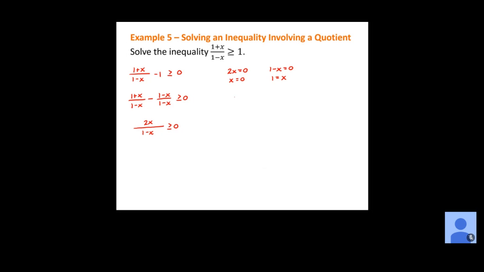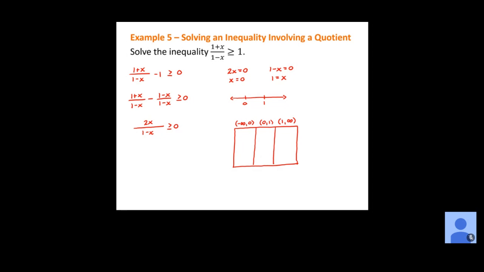All right, so now in terms of our number line, we have a 0 and we have a 1. So now if we do our table of values, this time we need 3 intervals. So our first one's going to go from negative infinity to 0. And we're going to have an interval that goes from 0 to 1. And then an interval that goes from 1 to infinity.